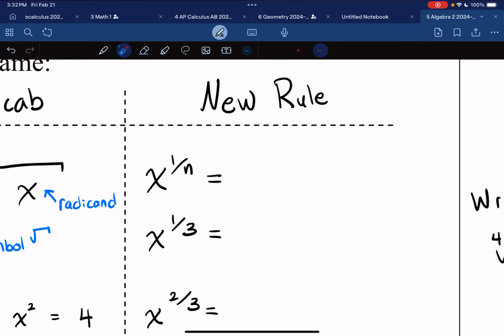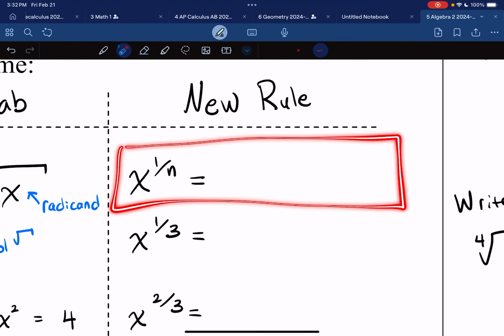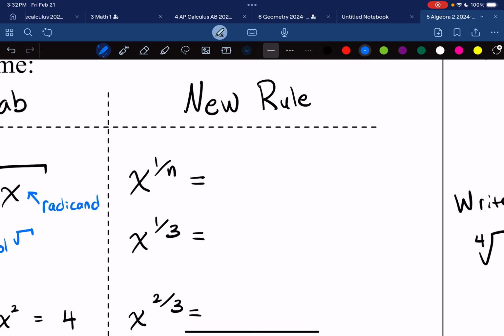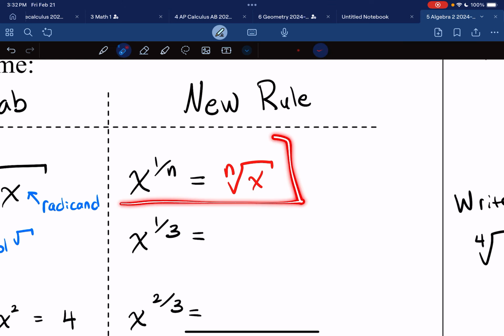I'll talk about why things work in a second. I want to talk about the new rule. This is kind of the big new thing that we're doing in this lesson. It's all in this one spot. So here is the rule. If I have x, any base, and I take it to a fractional exponent, like 1 divided by n, then this is the same thing as writing the nth root of x. And that's it. It's a cute little short and simple rule. I don't know about the word simple, but it is a rule that you can follow pretty easily.